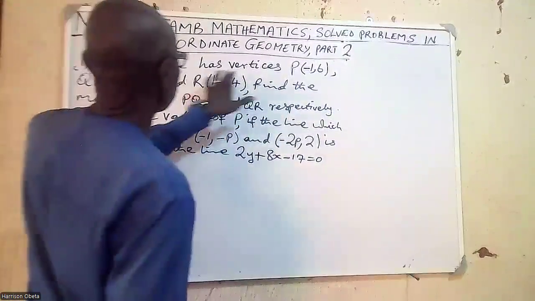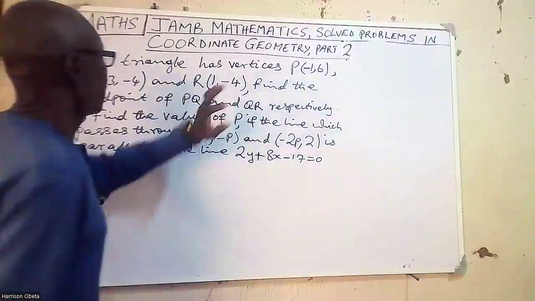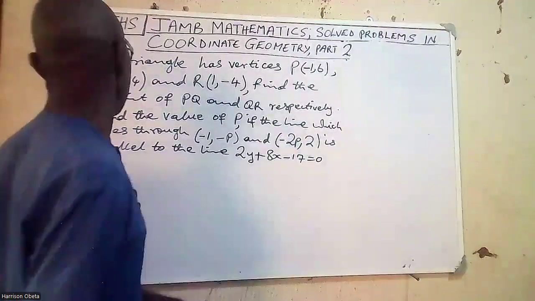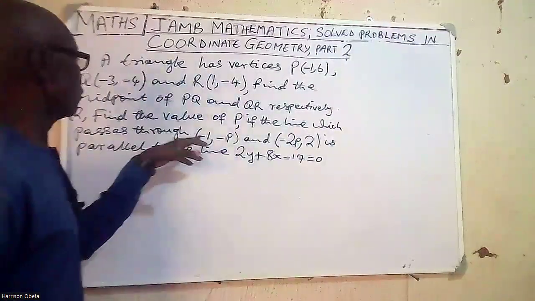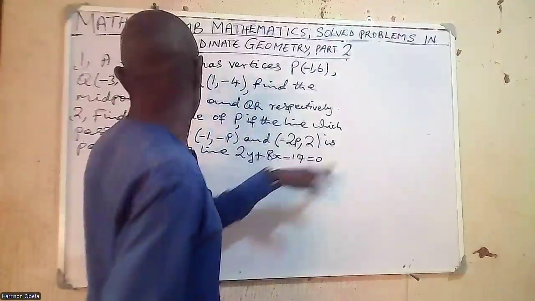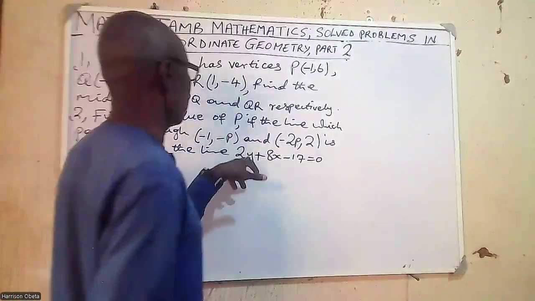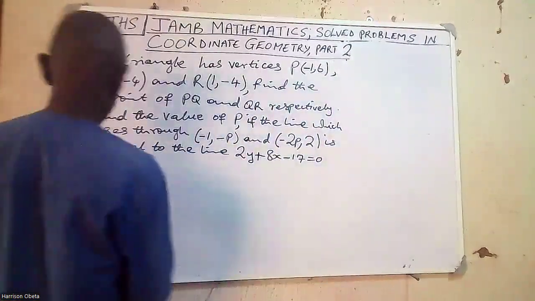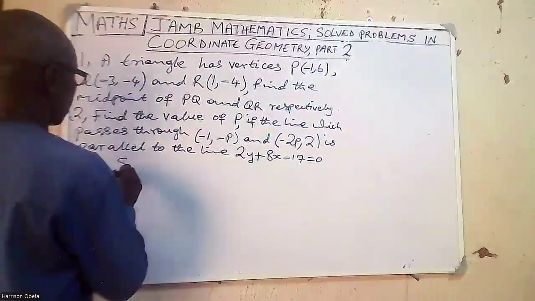First one, a triangle has vertices as given, and we have to find the midpoint of PQ and QR. And also number two, we have to find the value of p if the line which passes through these two points is parallel to the line 2y plus 8x minus 17 equal to 0. So we start from number one, solution.